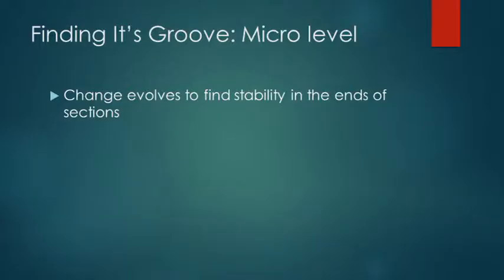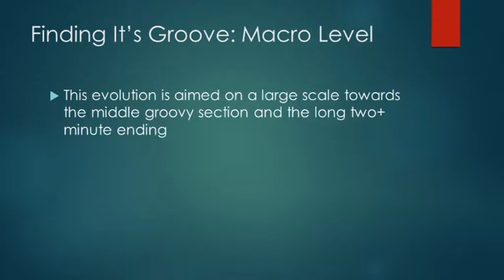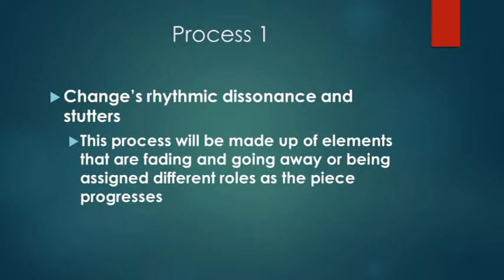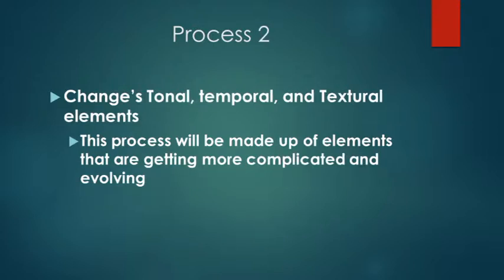Change is a piece all about finding its groove. On the small scale, change evolves to find its groove at the ends of sections, and on a large scale, change evolves to find its groove in the middle of the piece and at the end. Change finds its grooves through two competing processes. Process 1 involves change's rhythmic dissonance and stutters, while process 2 involves change's tonal, temporal, and textural elements.